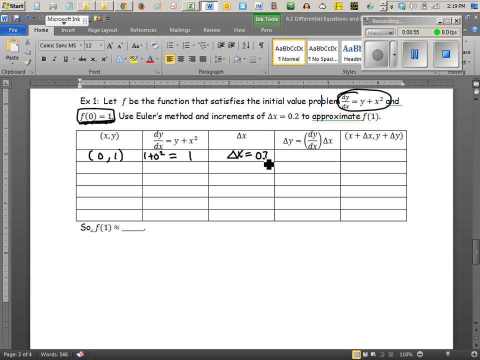Euler said that rise on a straight line is slope times run. That's what this fourth column is saying. So I take my slope column, the second column, and my run column, the third column, and multiply them. I'm just going to do 1 times 0.2, and it gives me 0.2.